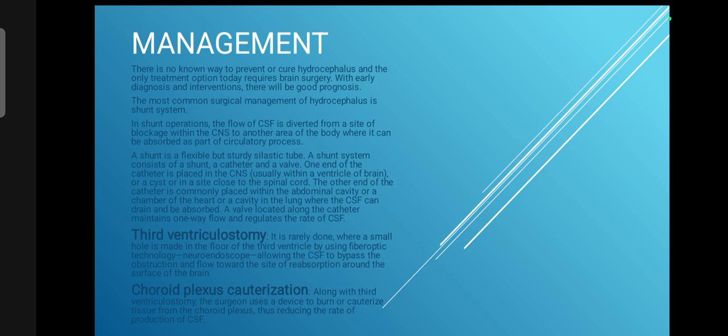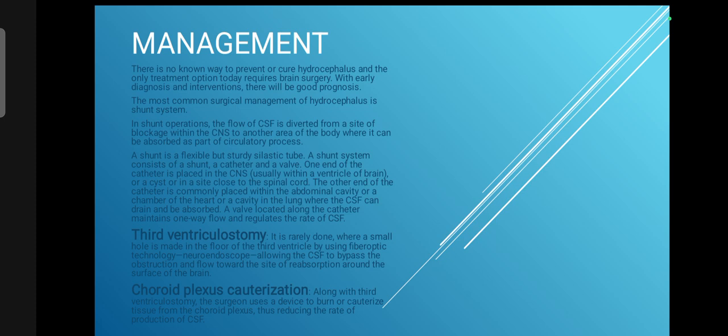One end of the catheter is placed in the CNS or a cyst or in a site close to the spinal cord. The other end of the catheter is commonly placed within the abdominal cavity or a chamber of the heart or a cavity in the lung where the CSF can drain and be absorbed. A valve located along the catheter maintains one-way flow and regulates the rate of CSF.